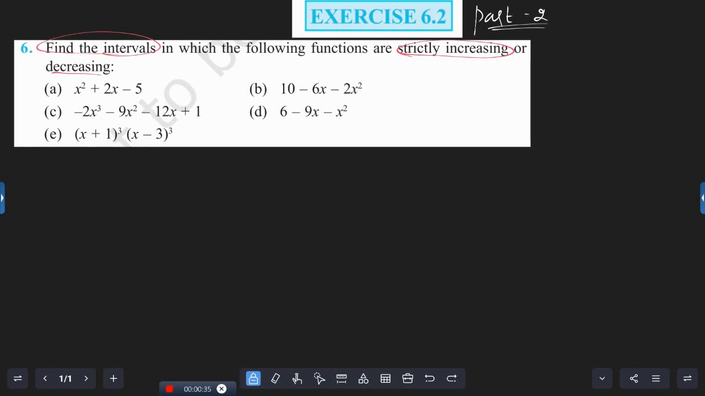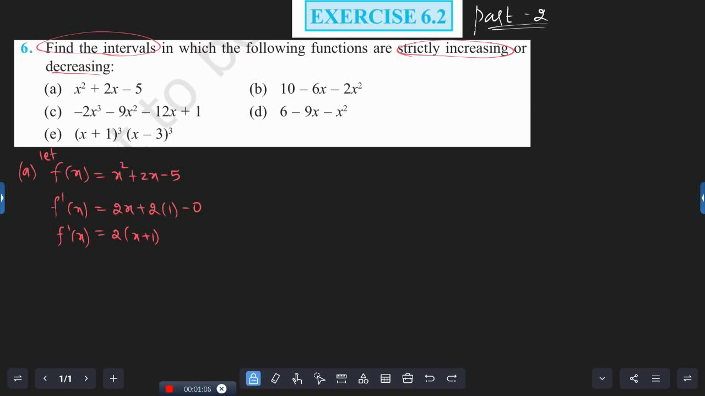Now what I told you to do is differentiate. So question number A, let me take f of x as the given question, x square plus 2x minus 5. So I am going to differentiate this. f dash of x is equal to x square derivative 2x, 2 into x derivative 1, minus 5 derivative 0. If you take 2 outside, I am getting 2 into x plus 1. This is f dash of x.